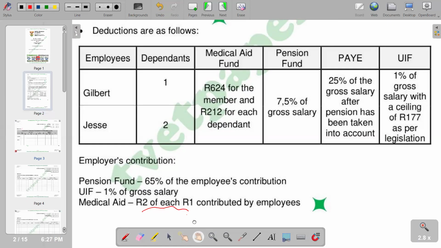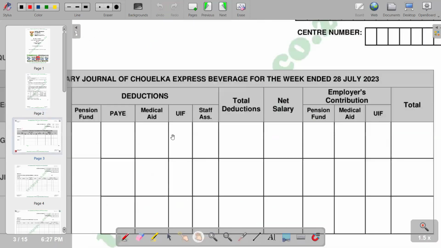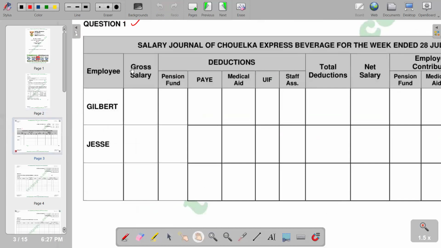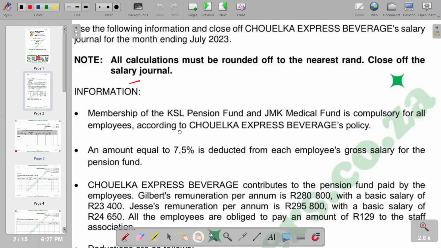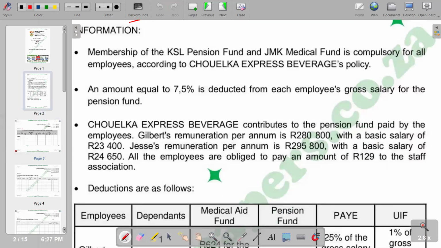So we go back to our answer section. You see that this is where we have the first column, our gross salary. We first have to identify the gross salary of Gilbert and Jesse. With the information given, if we come to this third point, we are given that Chioleka Express beverage contributes to the pension fund paid by the employees. Gilbert's remuneration per annum is 280,800. So basically, this is the annual remuneration.